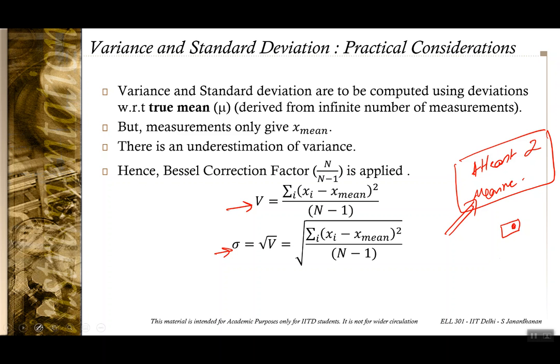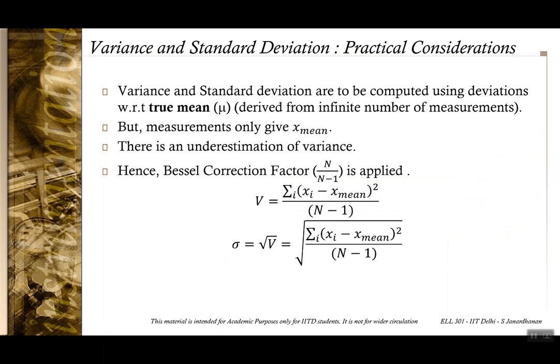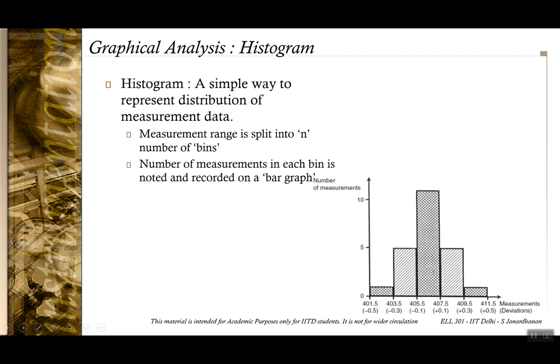Now, when you have an n number of measurements, a lot of measurements, and you want to represent them, the histogram is a simple way to represent the distribution of the measurement data. In this case, the measurement range is split into n number of different bins, and the number of measurements in each bin is noted and recorded in a bar graph that looks like this. Okay. Now, the point is, what is this n?